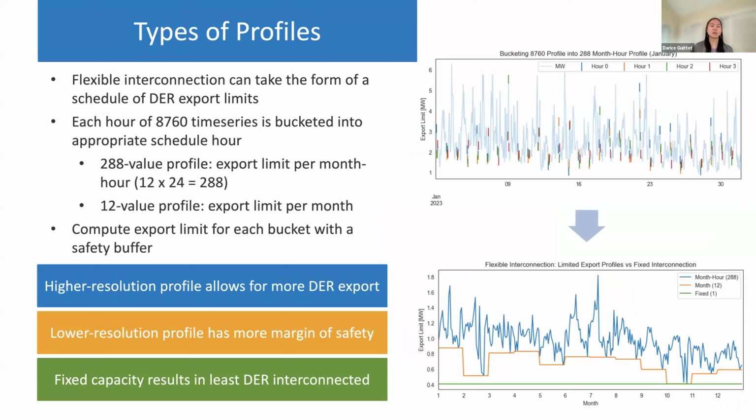You can have a 288 value profile, which is where you have an export limit per month-hour, or you can have a 12 value profile, which is the export limit per month. These are compared in the bottom plot. You can see the higher resolution profile allows for more DER export, but there's going to be a lot more variation. The lower resolution profile has more margin of safety. Both of these flexible interconnection profiles are still offering more DER interconnection than the fixed capacity result.